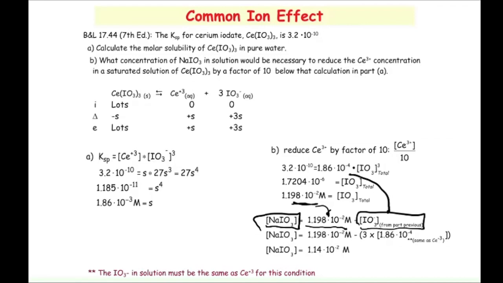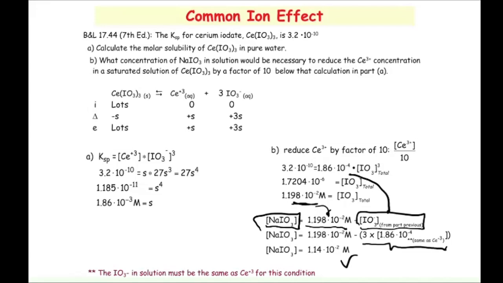Okay, you're getting iodate from two sources, the cerium iodate and the sodium iodate. And the question is, what is the concentration of the sodium iodate that you need? So that's why I put that number here. We have this number that's from the fact that the cerium iodate will give you 1.86 times 10 to the minus 4 cerium, 1.86 times 10 to the minus 4 iodate, three of those. So we just finished this math, and that is the concentration of your sodium iodate that you would need to cause this to precipitate out.